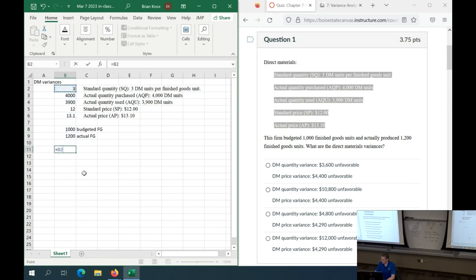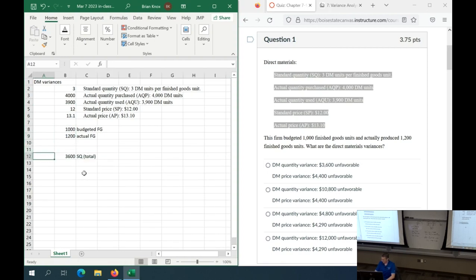Instead, we need to figure out how many direct materials units we should have used given our actual volume of production. If we were doing our best, if we were on our game, how many direct materials units would we use? That's what we're trying to compare against. Not how many we said we were going to use before we knew what the volume would be this year. So 3,600 is our standard quantity, meaning the total standard quantity built by this standard conversion from finished goods units to direct materials units.